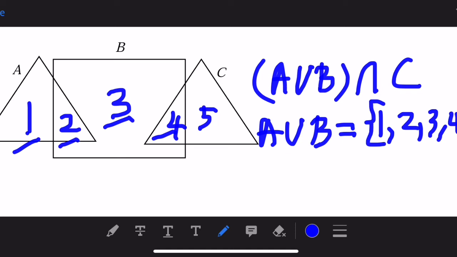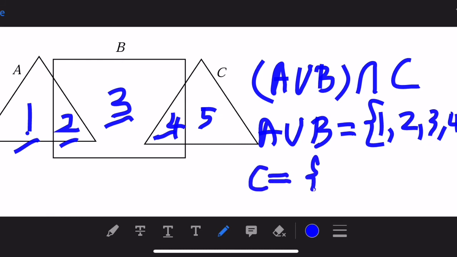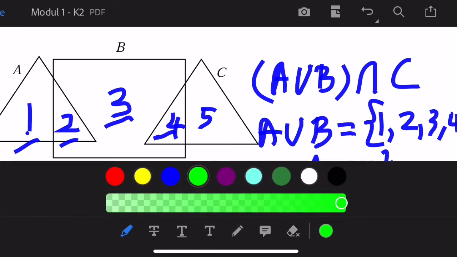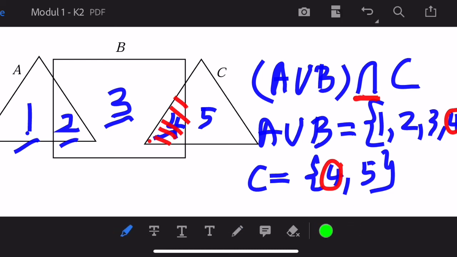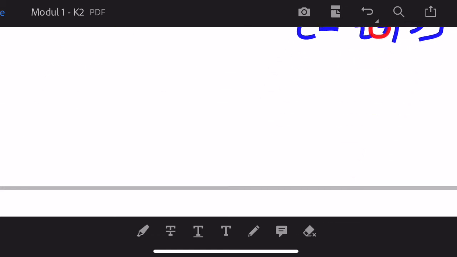Remember, union and intersect are not the same. Intersect is where they are overlapping, the same one. Union means the same one you also take in, but take in once. So your C actually consists of 4, 5, right? So we want the intersect again. Intersect, as I said, is together. So we have 4 only. That means we will shade here. Got it? Okay, this is the answer for number 1, 2. So let's proceed to the next question.